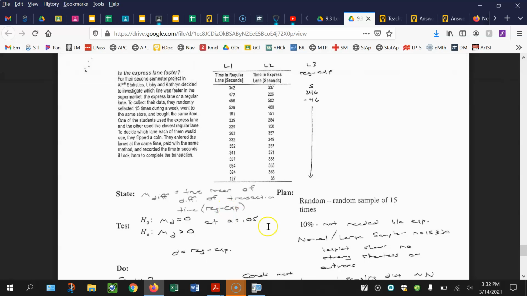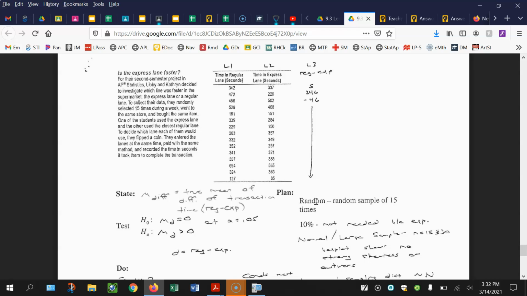For the plan, now, earlier in the lesson, I said with the one sample t-test, you're not going to see any of this. Now that you have a paired t-test, it could be paired data from an experiment. Most likely it's going to be. Doesn't have to be. So you're going to need to see, okay, am I dealing with an experiment, yes or no? So here I have a random sample of 15 times.